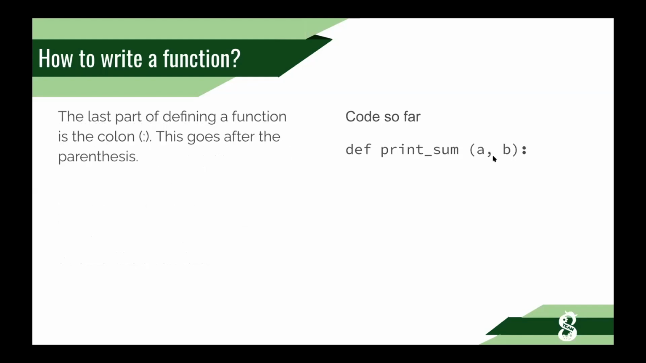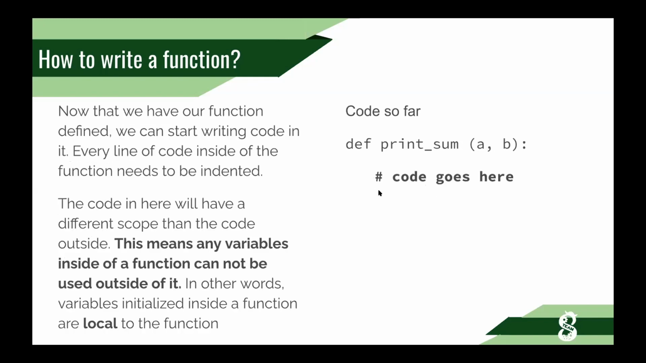So the last part, similar to everything else, you need a colon. And this will tell Python that you're going to start coding. Your code will go inside of here, and it needs to be indented like for loops, if statements, and pretty much everything else. Now, there's an important concept that we haven't talked about yet, scope.